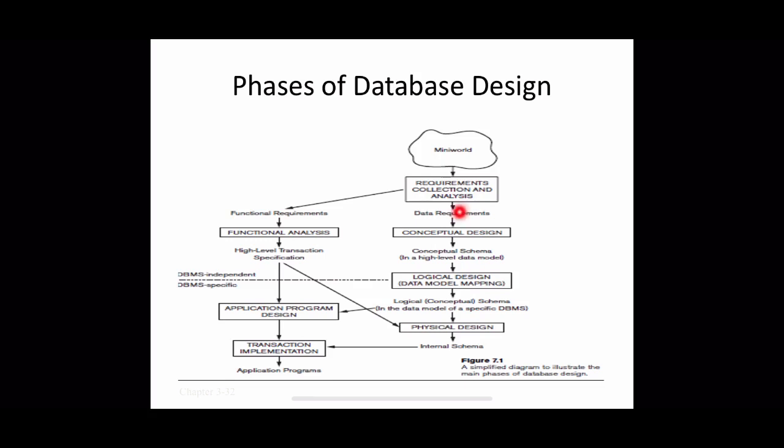Now once the requirements have been collected and analyzed, the next step is to create a conceptual schema for the database using a high-level conceptual data model. This step is called conceptual design. The conceptual schema is a concise description of the data requirements of the users and includes a detailed description of the entity types, relationship types, and constraints, and these are expressed using the concepts provided by a high-level data model.